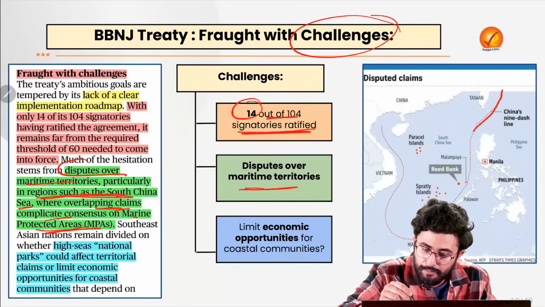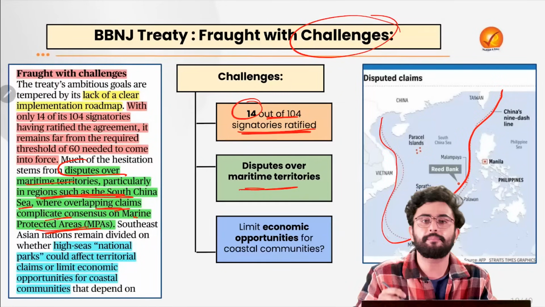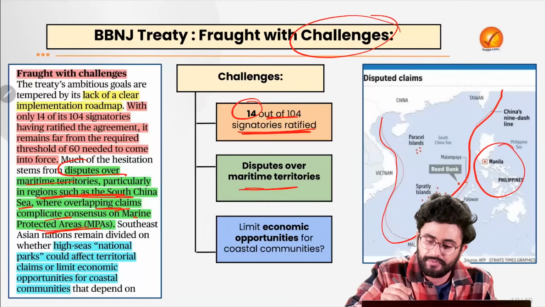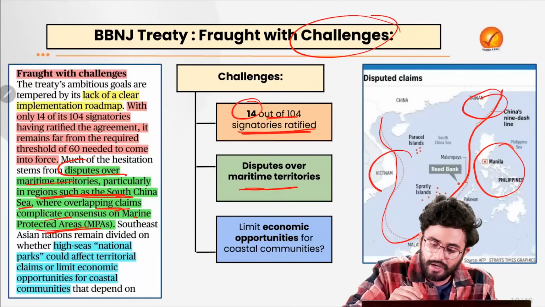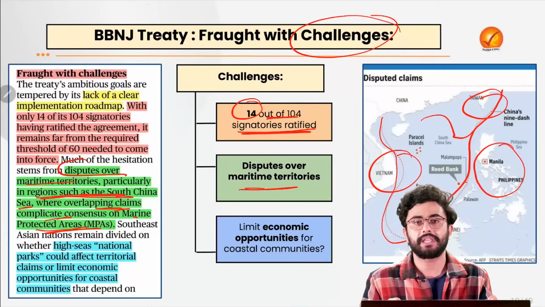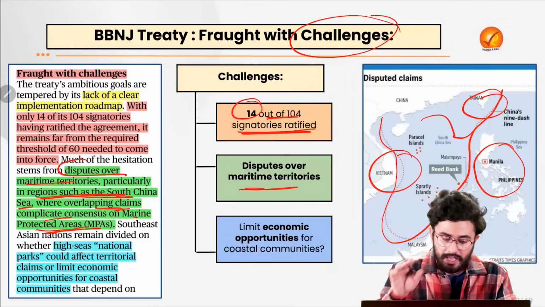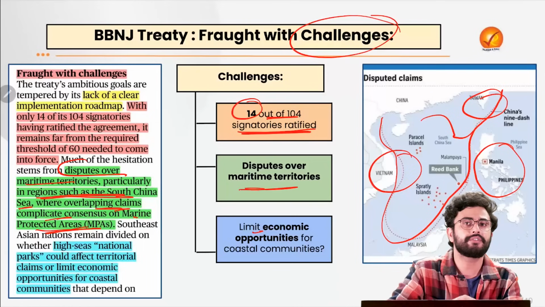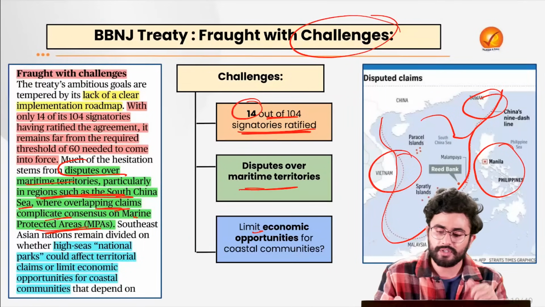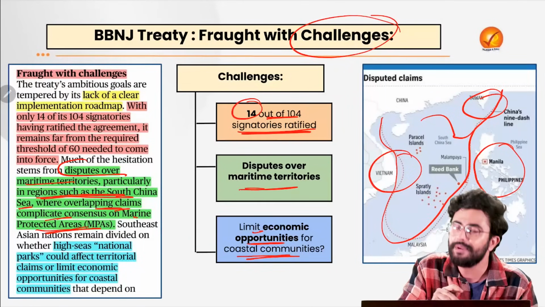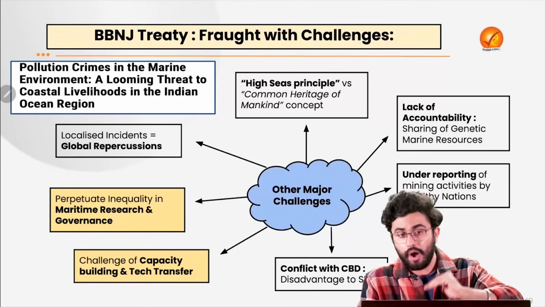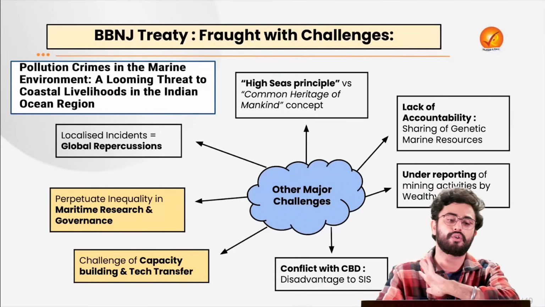Just look at this claim of the nine-dash line which is often made by China, which includes regions such as, for example, the disputes with the Philippines, the disputes with Taiwan, Vietnam, etc. in the region of the South China Sea. Then there is a major apprehension among the countries, and that is that imposition of such a treaty will limit the economic opportunities for the coastal communities, because whether they will be allowed fisheries in this open sea region or not.